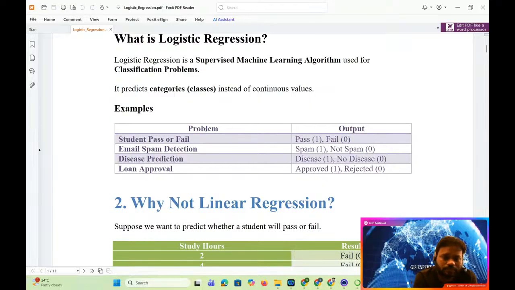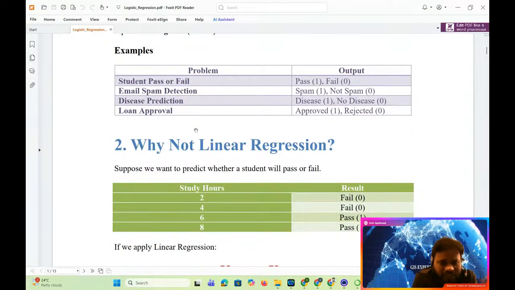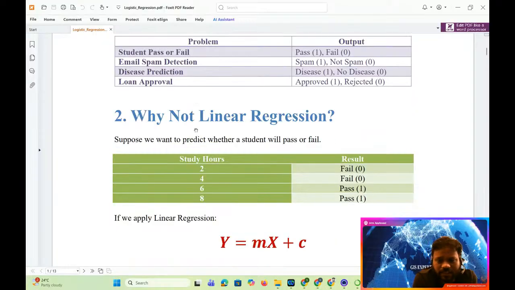Okay, why not linear regression? Suppose we want to predict whether a student will pass or fail. Study hours: 2 hours, 4 hours, 6 hours, 8 hours. If he studies 2 hours, he will fail. 4 hours, he will fail, and 6 hours he will pass, and 8 hours he will pass. Then how can we use linear regression? Not possible. So that's where the logistic regression concept comes in.